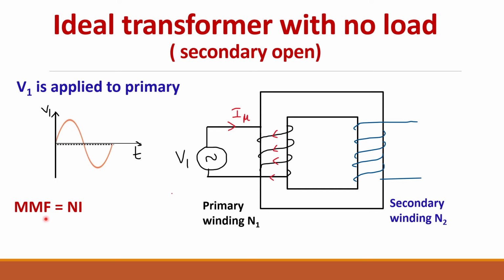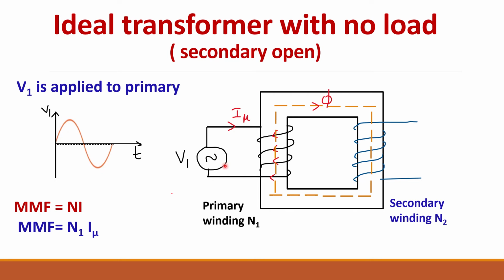Here MMF is given by N into I. In this particular case, MMF will be equal to N1, because we have taken the primary number of turns N1, into the current I mu. So this MMF will create a flux phi in this core.